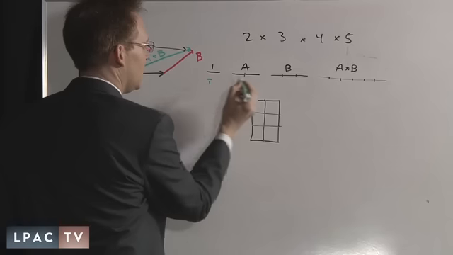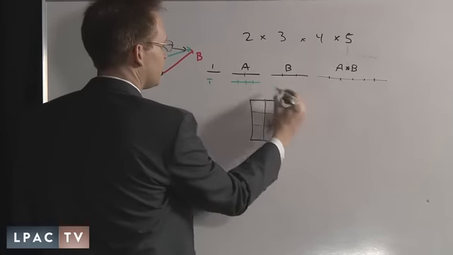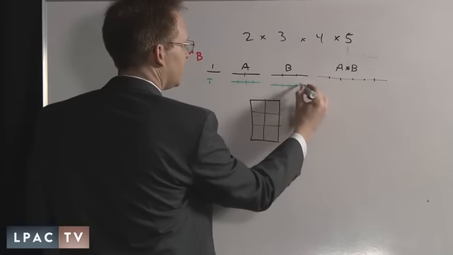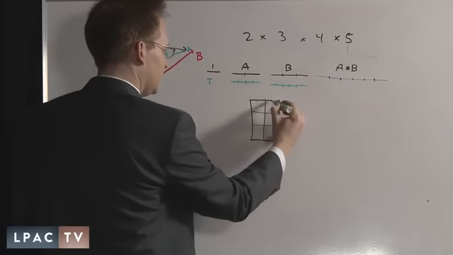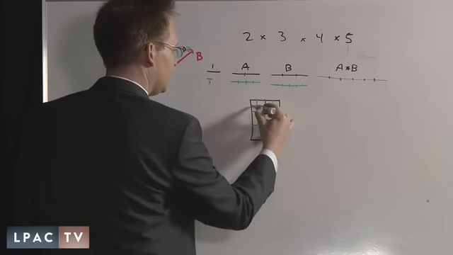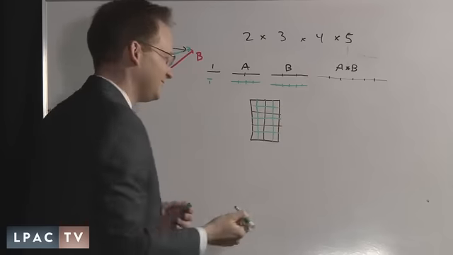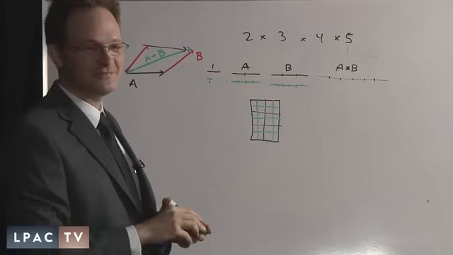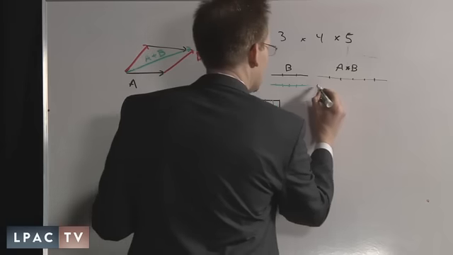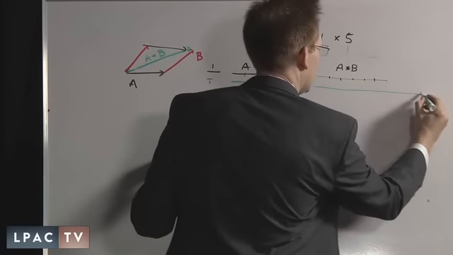Well, how long is A now? 4. Here's B. It's not 3 anymore. It's now 6. And then the rectangle that we're going to make when we put it all together, how many square halfsies will it be? 24. Okay, so let's make 24. So 6, 12, 18, 24.